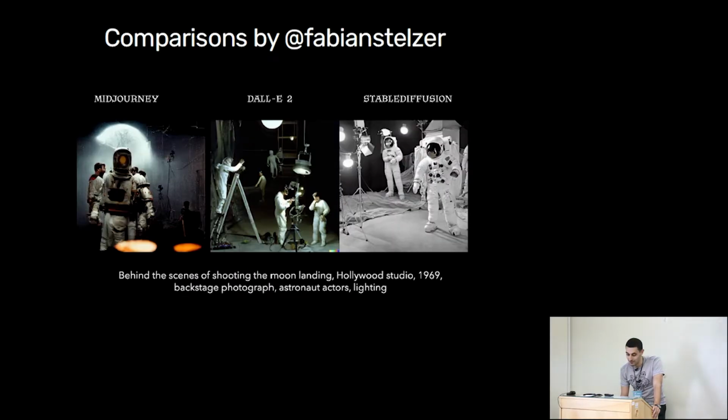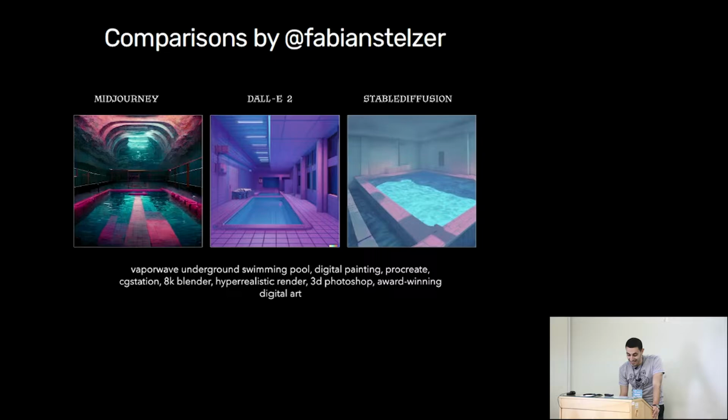Let's go further. Behind the scenes of shooting the moon landing, Hollywood studio in 1969, backstage photograph, astronaut actors, lighting. Vaporware, underground swimming pool, digital painting, Procreate, CG Station, 8K Blender, hyper-realistic render, 3D Photoshop, award-winning digital art. I'm not even sure I know half of the words here.